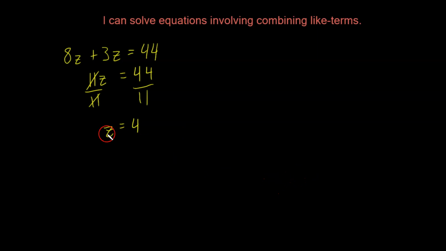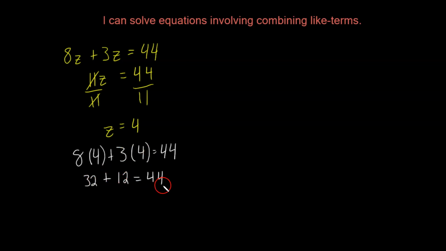Let's verify our solution quick here. So we've got 8 times 4 plus 3 times 4 equals 44. So 8 times 4, that is 32. Plus 3 times 4, that is 12. And we know 32 plus 12 does indeed equal 44. So we see 44 equals 44. So z equals 4. That's a good solution right there.